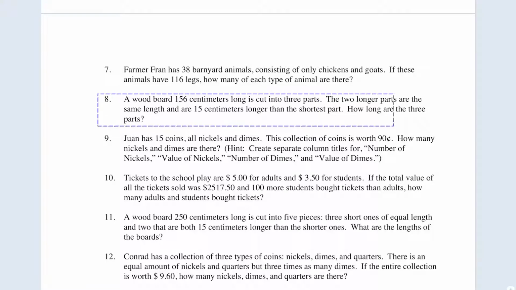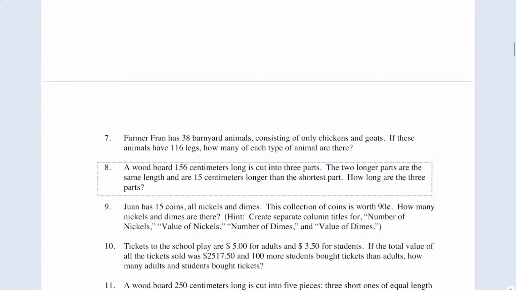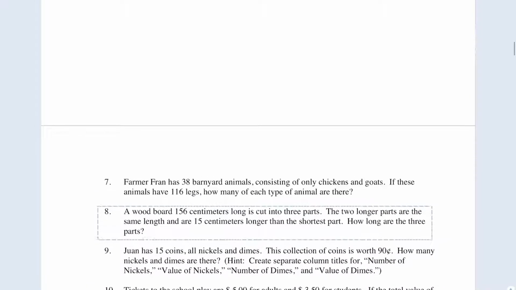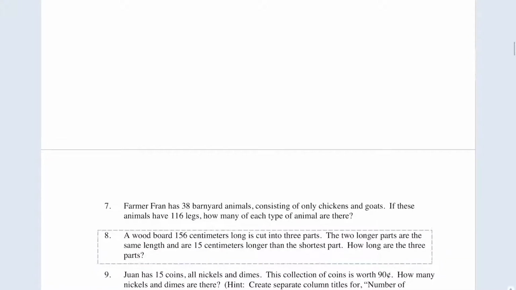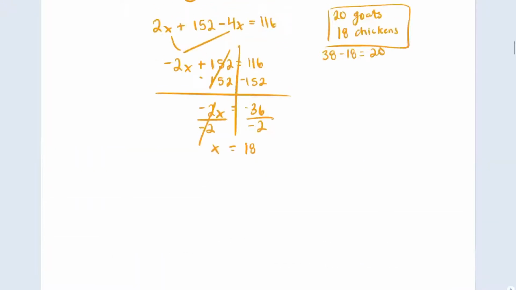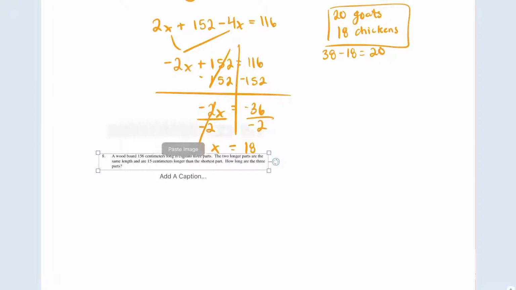Number 8. A wood board 156 centimeters long is cut into 3 parts. The 2 longer parts are the same length and are 15 centimeters longer than the shortest part. How long are the 3 parts? Okay. Let's go ahead and paste this here.